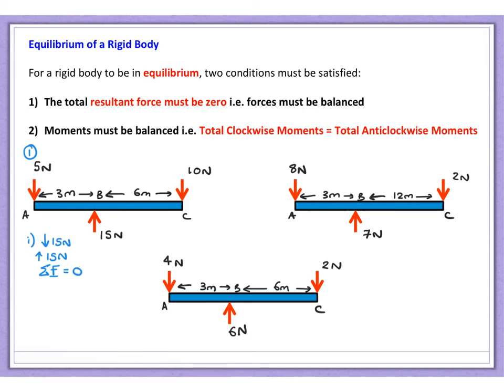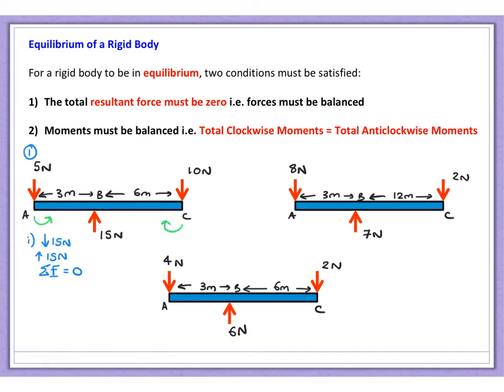Now, let's take moments. In each of the three scenarios, we're going to take moments about point B for convenience. That means in each case, we can exclude the force acting at point B when we calculate moments because it has 0 perpendicular distance from the pivot point. So, let's take a look at the first scenario. Now, we can see that the force acting at A, imagine pulling down on it, will produce an anti-clockwise moment, and the force acting at C will produce a clockwise moment.